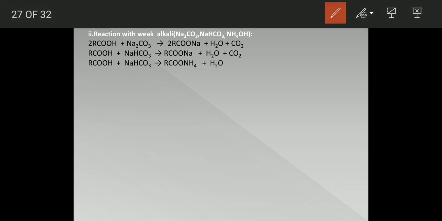Here it should be ammonium carbonate instead of sodium bicarbonate. That should be (NH4)2CO3. This is ammonium carbonate. When treated, it forms the ammonium carboxylate as well as water.